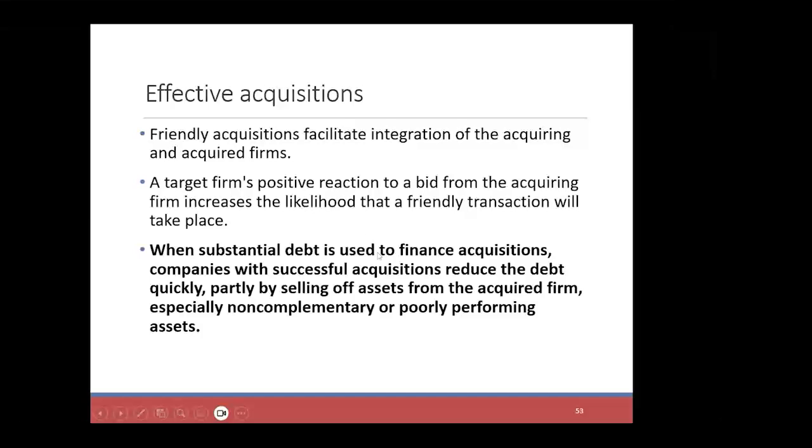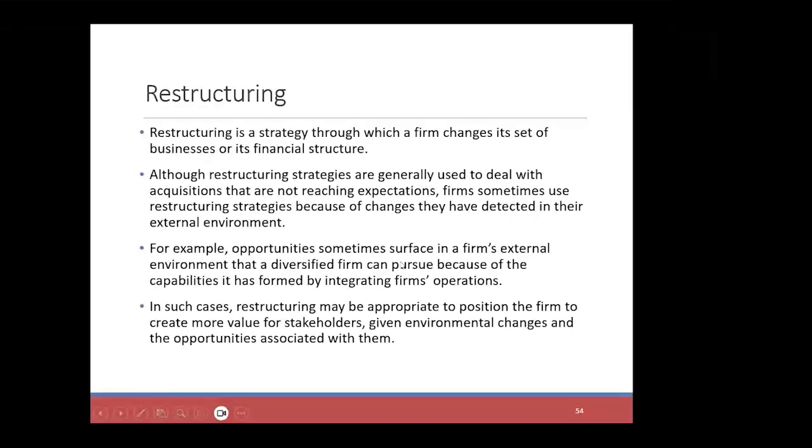When you acquire a firm, use its unworthy assets, use its loss-making assets or loss-making entities for sale. Sell those unworthy assets, sell those loss-making assets, and use that money for clearing off your debt. So that is basically restructuring, right?